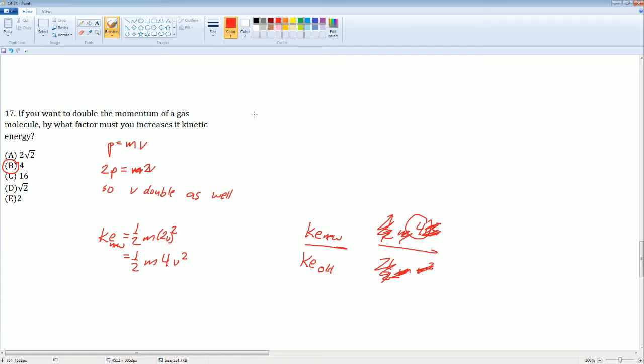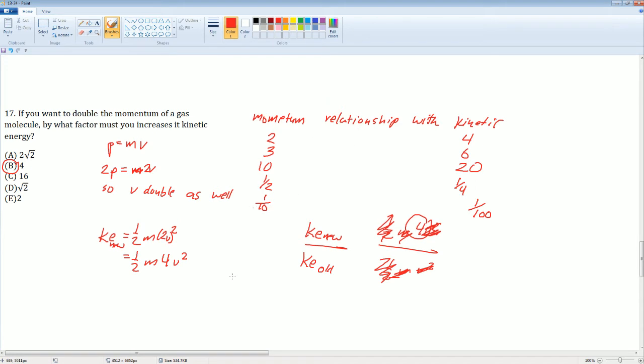So the relationship of momentum with kinetic energy is that if this doubles, going to 2, this becomes 4. If this becomes 3, this becomes 9. If this is 10, this is 100. If you halve the momentum, the kinetic energy is going to go down by 1/4. If you take 1/10 of the momentum, the kinetic energy is going to go down by 1/100. This is its relationship.